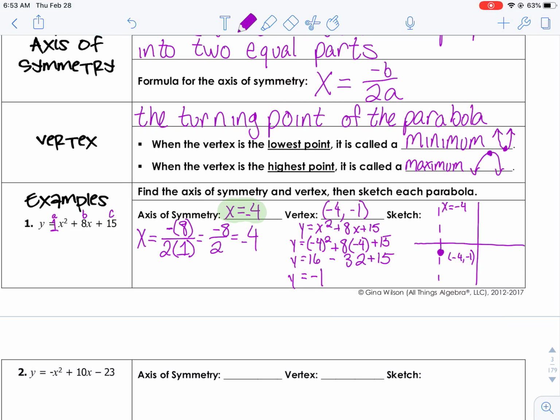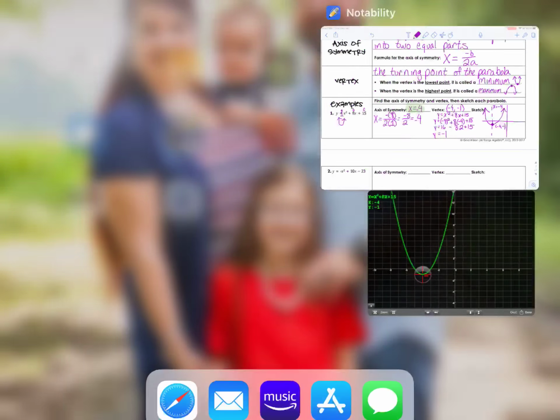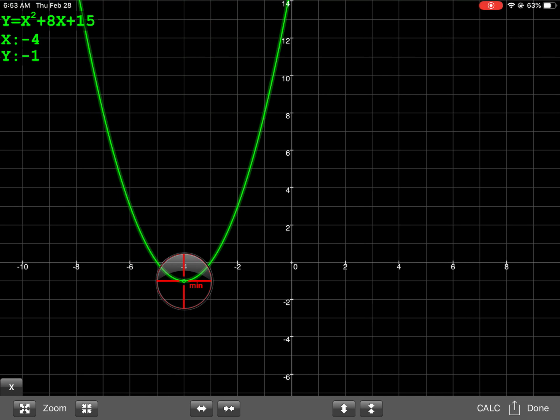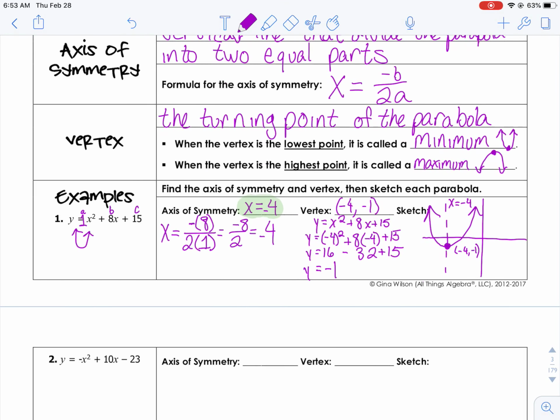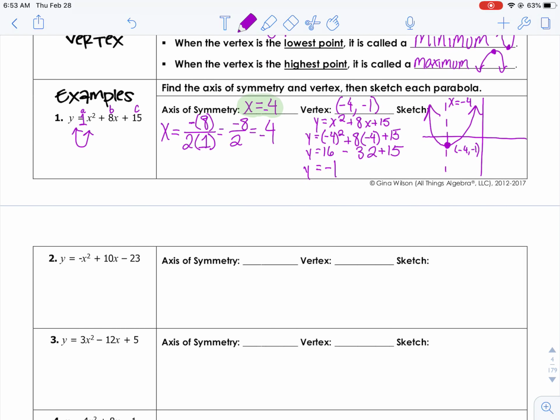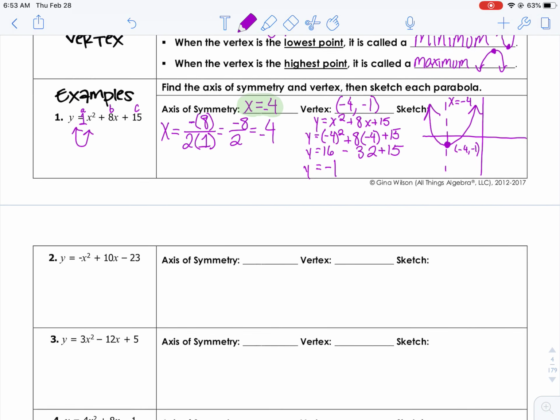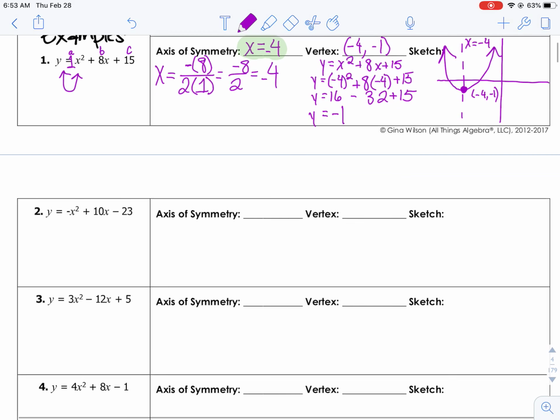My A number is positive, so it's going up like a smile. It's not a perfect sketch, but it gives me a pretty rough idea. And when I pull back up that graph, it is there. Mine might be a little fat, but it is pretty darn close to what the graph should look like. Let's do one more before I turn you loose. This one we're going to do completely without the calculator, and then we'll check ourselves.